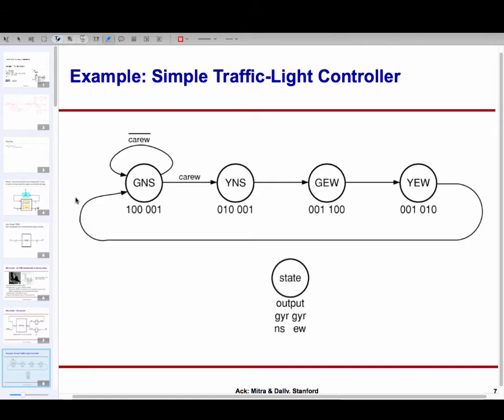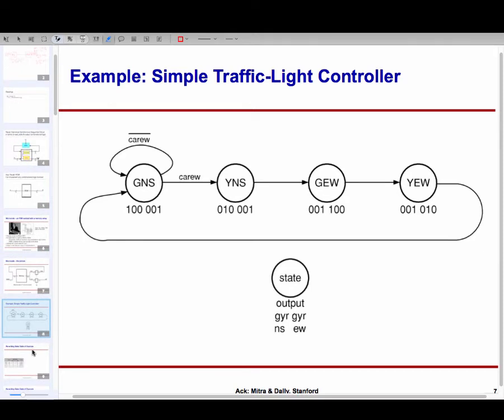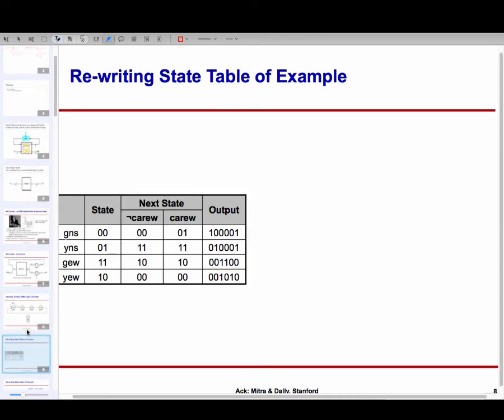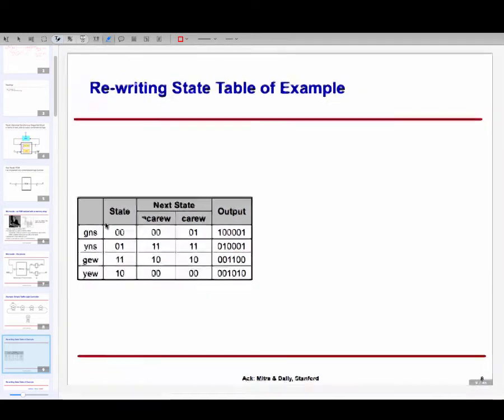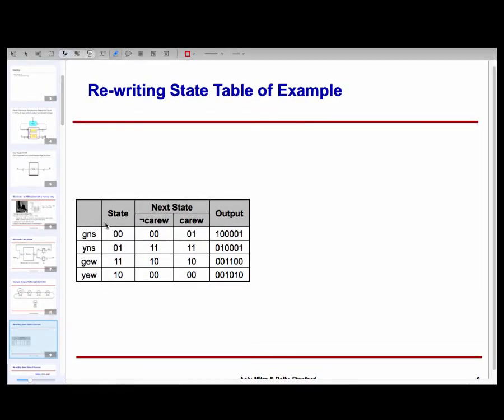So this was our very first state machine, and the TAs had shown in the discussion section how we can implement it using gates. Let's see how you might do it using ROM. This is a state transition diagram where I have 4 states. I have the states listed in symbolic form first, then I put the state into a coded form: 00, 01, 11, and 10. Then the next state depends upon the sensor output, car east-west, and then I have 6 bits of output.